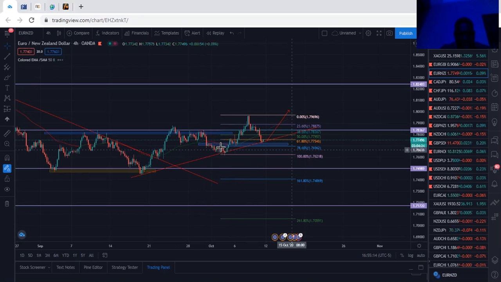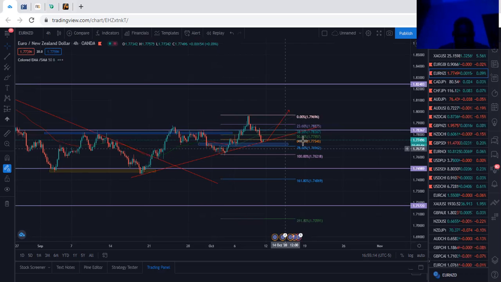As you can see here, this horizontal level served as support and resistance. It was a resistance here, turned around, became a support, and here it is acting as a support again. The third confluence here is the Fibonacci. Price is around the 61.8% Fib level area. So price may start going up from here.